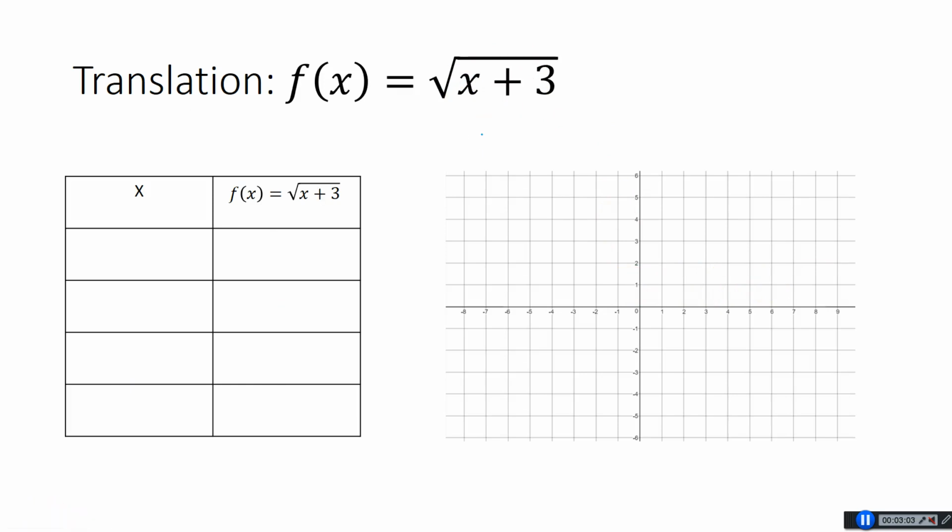This should be the opposite, right? So this time, what x would I need to get 0 under there? I think I would need a negative 3, right? Negative 3 plus 3 will give me 0.